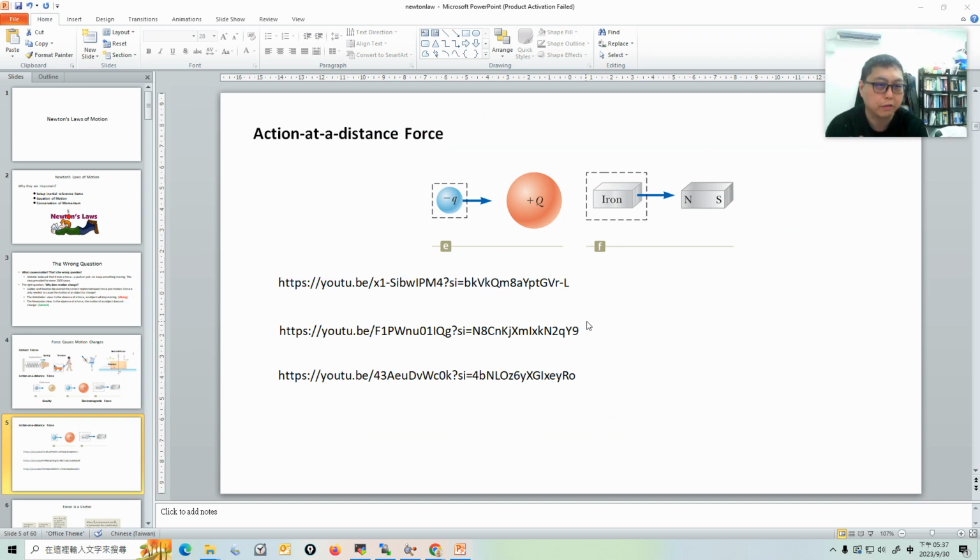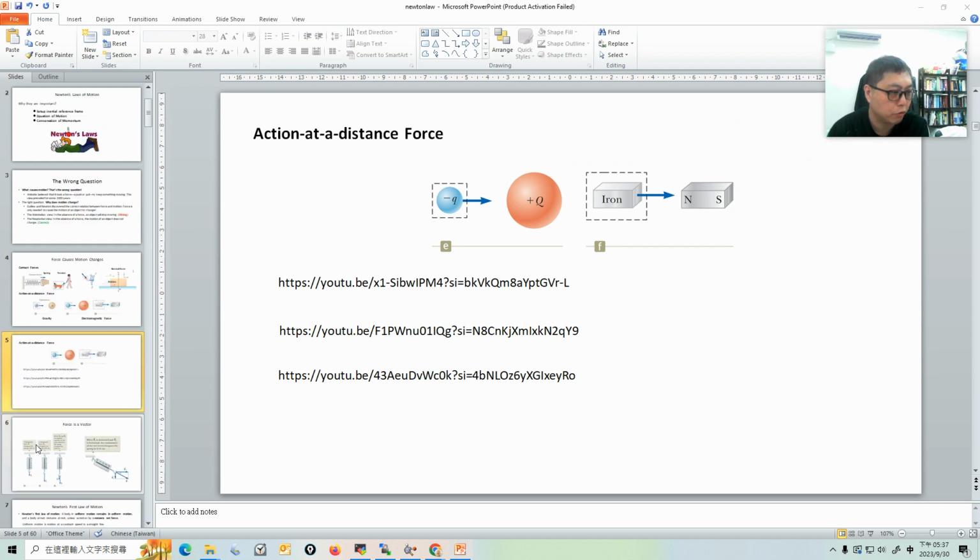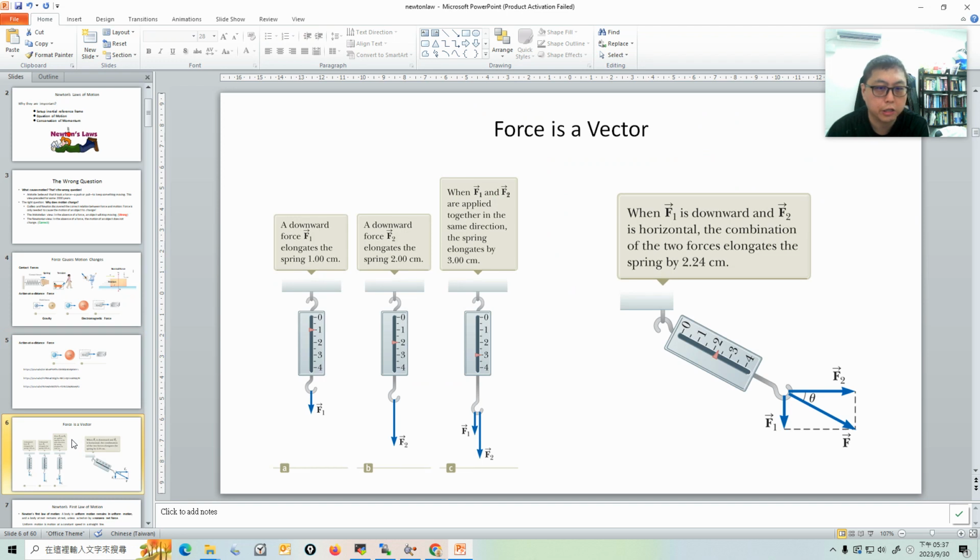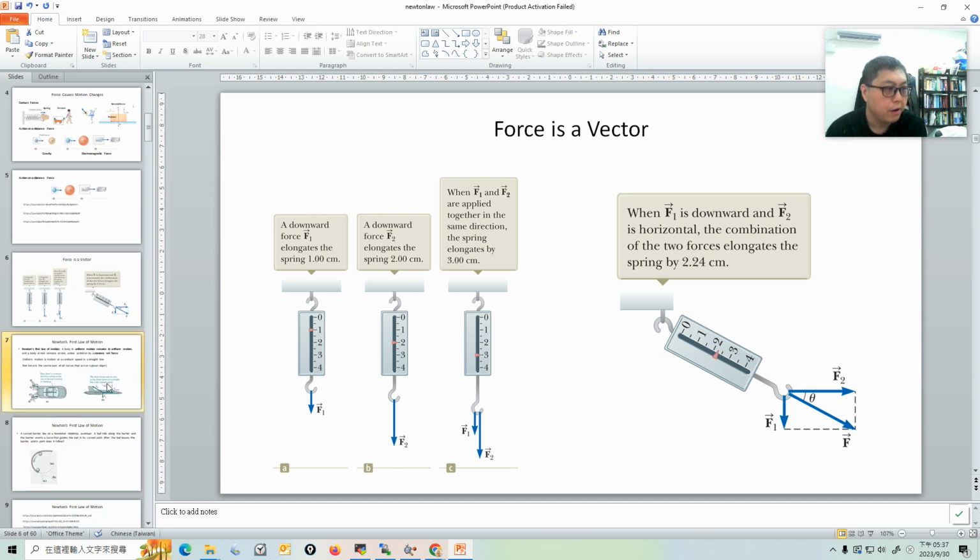Okay, let's give you a sense. It's action at a distance force. And the force is a vector quantity. So when you do the force analysis, you can do it component by component, just like you did in velocity and acceleration and two-dimensional kinematics. Force is a vector as well.